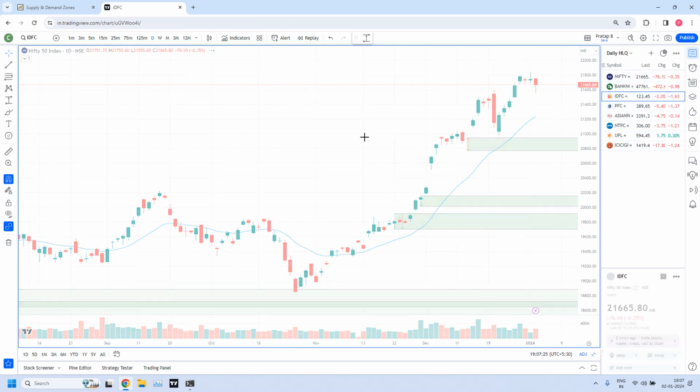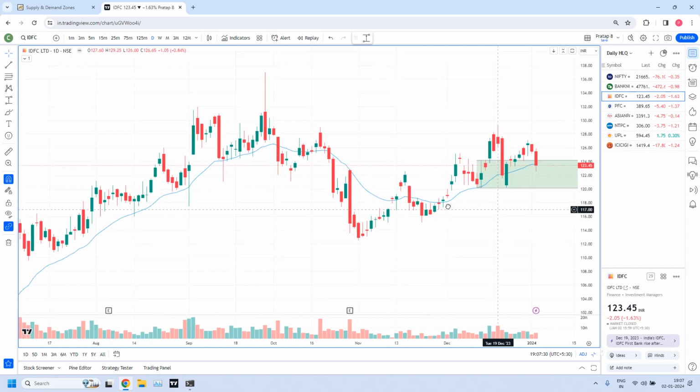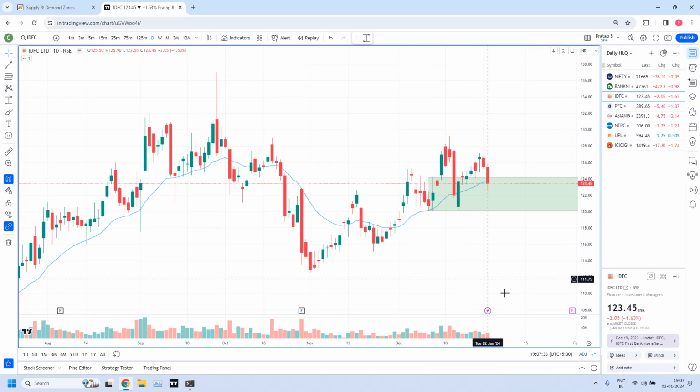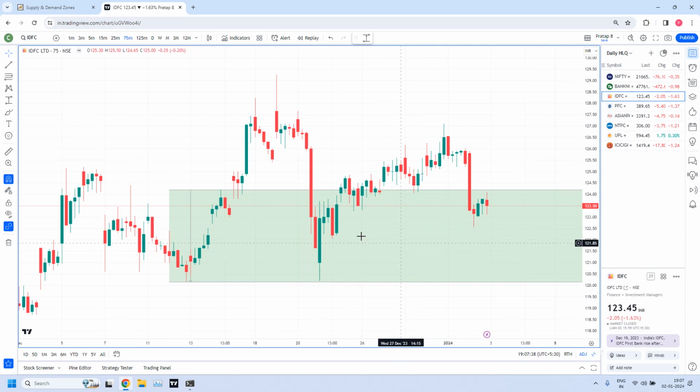The first one is IDFC. This is a high liquidity demand zone, and this zone is already tested, and it is not a valid zone so far because previously prices have gone through almost until the distal line of this zone. After that, no fresh 75 minutes demand zone is created. So look into this. There is no fresh 75 minutes demand zone. That is the reason why we haven't planned any trade in this IDFC. We cannot plan any trade.